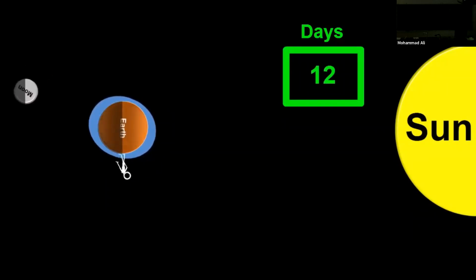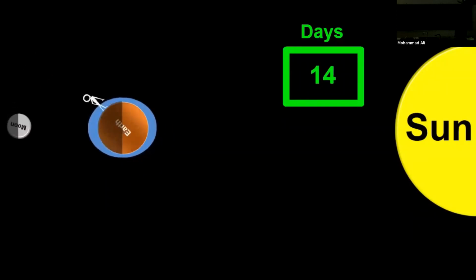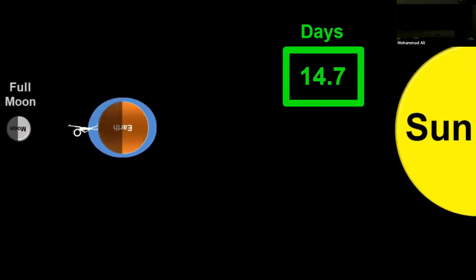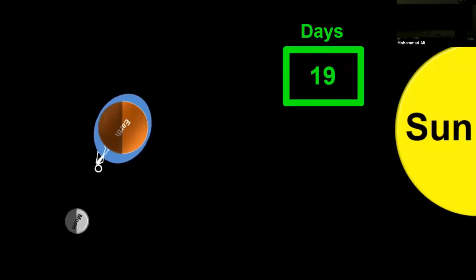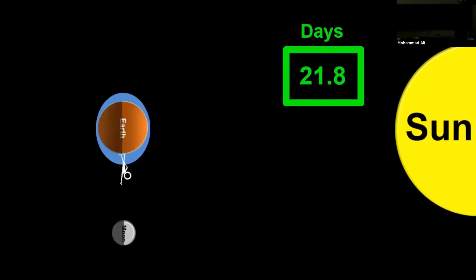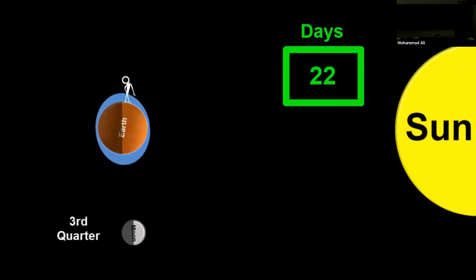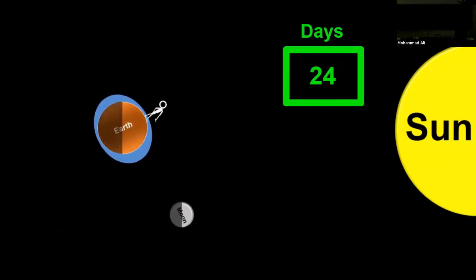After another 7 days or so, the moon orbits to the opposite side of the Earth to the sun, and we can see its full day side. This is the full moon. Then it continues on to the 3rd quarter before returning to the new moon position to start all over again.